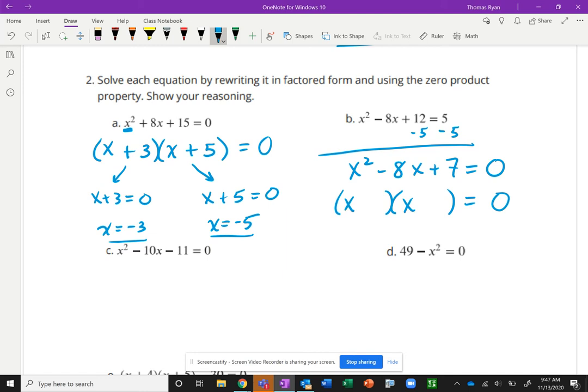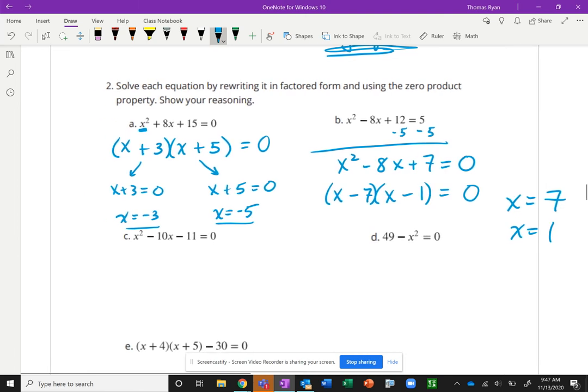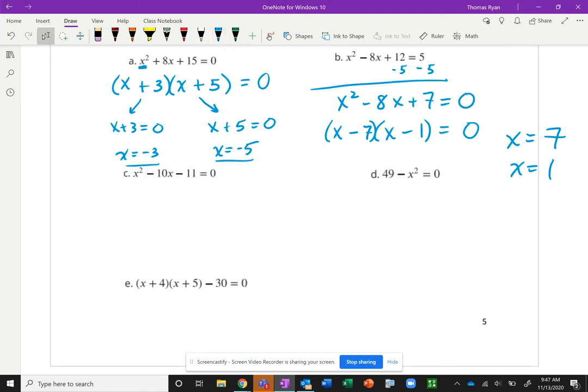X and x will give us the x squared. The only factors of 7 are 7 and 1 because it's prime. And now the question is, what are our signs? Well, if they multiply to a positive but add to a negative, we need a minus and a minus. Little ZPP shows us that x equals 7 and x equals 1. Two solutions, boom. Keep it rolling.